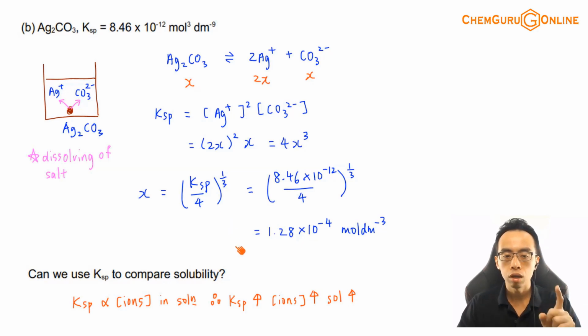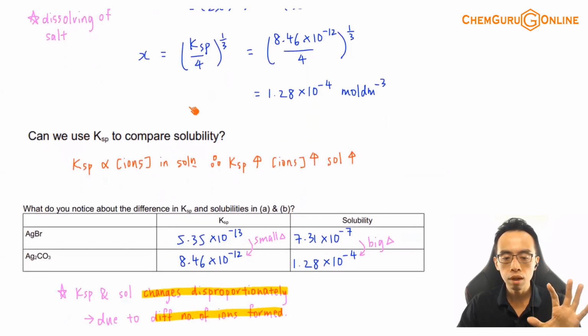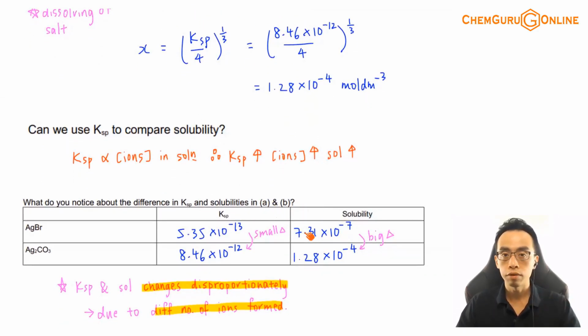But we have to be careful with salts for one reason. We will talk about it here. Now, let us try to put in all these values that we have calculated for the previous exercise. So involving AgBr, my KSP is given as 5.35 times 10 to the power of minus 13. Calculated solubility is 7.31 times 10 to the power of minus 7. For silver carbonate, KSP is 8.46 times 10 to the power of minus 12. Calculated solubility is 1.28 times 10 to the power of minus 4.